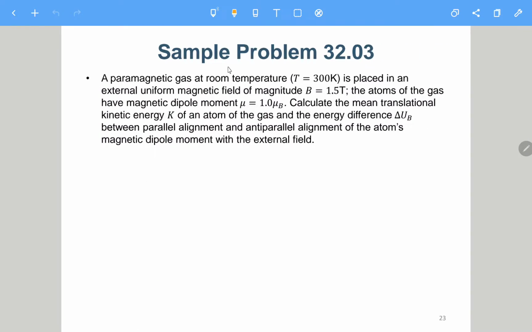Okay, so this is a sample problem. It says a paramagnetic gas at room temperature, T equals 300 K, is placed in an external uniform magnetic field of magnitude B equals 1.5 Tesla. The atoms of the gas have magnetic dipole moment mu equal to 1.0 mu B. Calculate the mean translational kinetic energy of an atom of the gas and the energy difference delta U_B between parallel alignment and anti-parallel alignment of the atom's magnetic dipole moment with the external field.